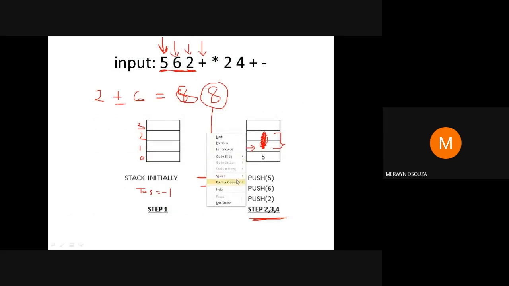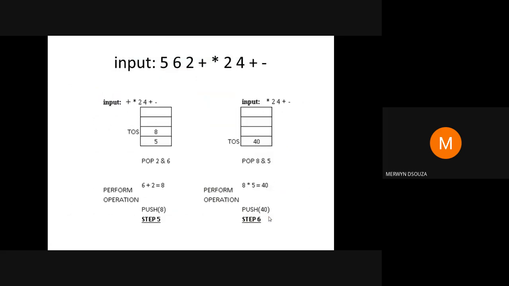Let me show you this entire thing in the next slide. So see here, this is how it happened. That is how 8 comes here. Understood? We have reached here. We had popped 2 and 6. We perform this operation, 6 plus 2. I got the answer as 8, and this 8 is then pushed again. Therefore, I'm getting this. Is it clear? Hope you got what I'm trying to tell you.